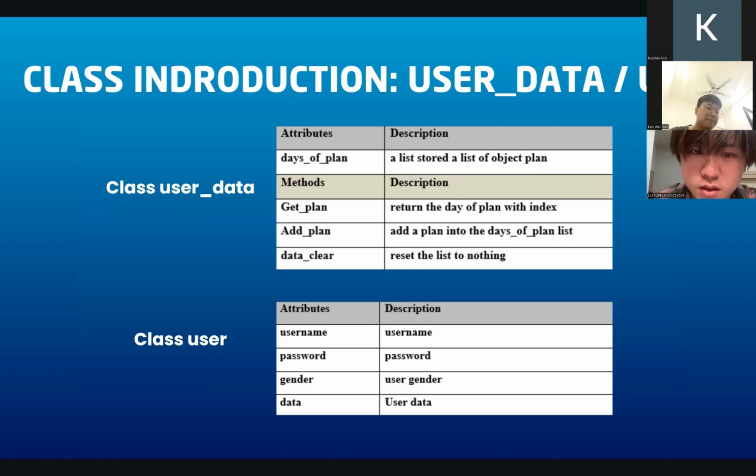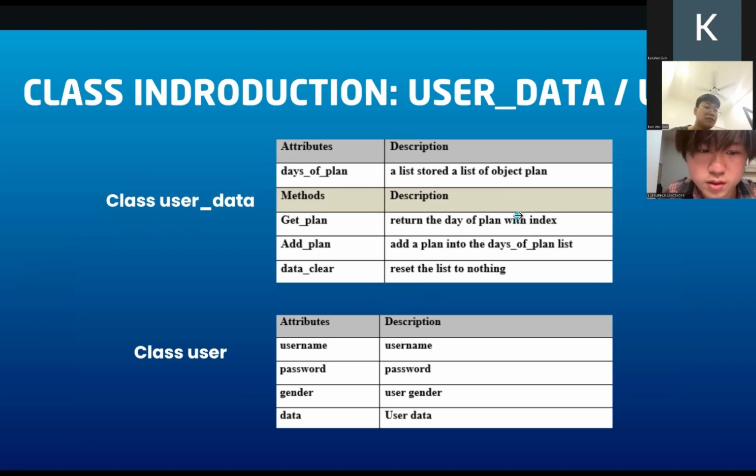The last classes are class user data and class user. User data handles the user's plans, as in the days of planning. It has 3 methods. Get plan returns the day of the plan with an index. The second is add plan, which can add a plan into the list of days. And the last is data clear, which can reset the list to nothing.